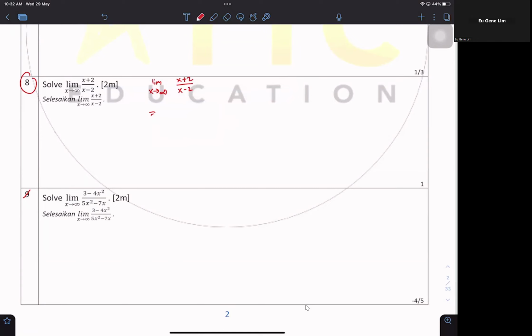So for this kind of situation, what should you do? You do it like this. The top part you divide by x, the bottom part also you divide by x. You don't sub first. You divide by x first. On top, divide by x is x over x plus 2 over x. And the bottom part divide by x is x over x minus 2 over x. Every time they say infinity, you can do like this.